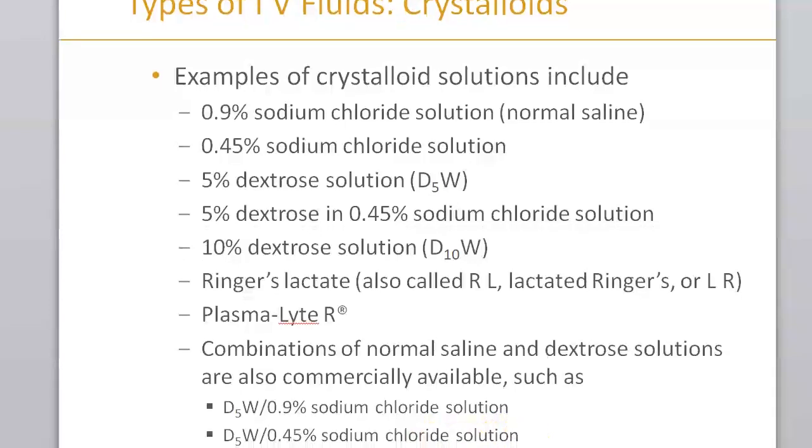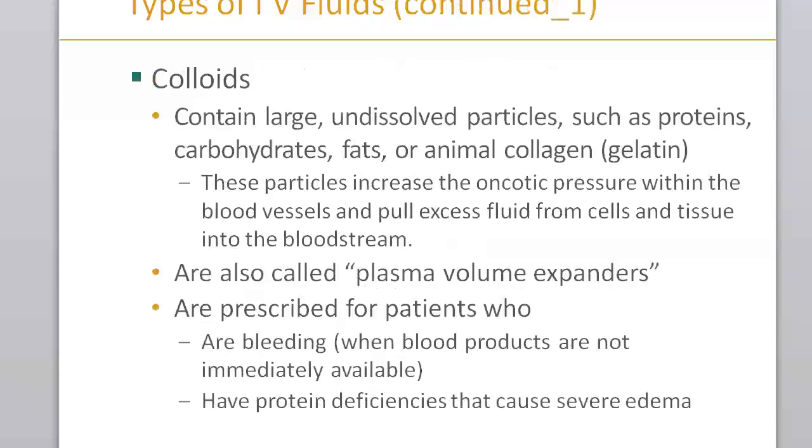So I'm showing that on the screen. You do have this PowerPoint in your Canvas course as well. Now your colloids are larger undissolved particles such as proteins, carbohydrates, fats, or animal collagen such as gelatin. And these particles increase the oncotic pressure within the blood vessels and pull excess fluid from cells and tissues into the bloodstream. They're also called what we know better as plasma volume expanders.